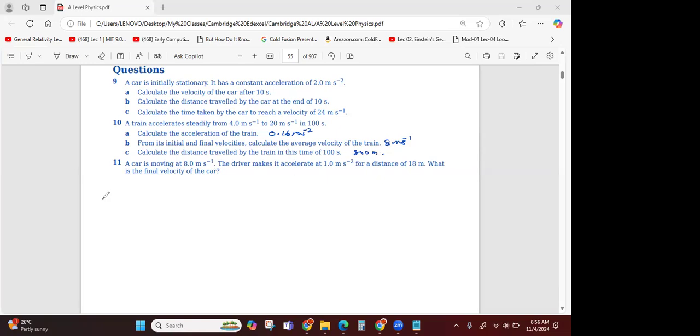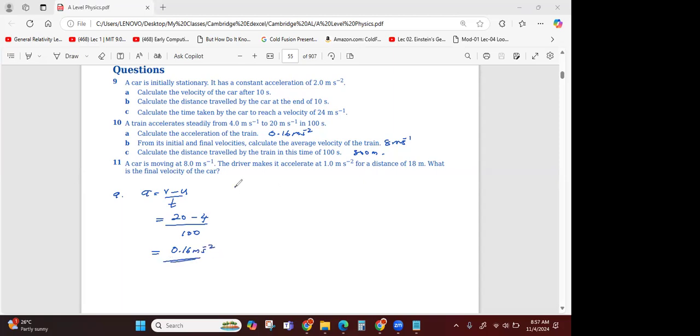Let's check. A train accelerates steadily from 4 meters per second to 20 meters per second in 100 seconds. Calculate the acceleration of the train. Acceleration is simple now. You can use v equals u plus at, or since we are finding the acceleration, you can straight away write v minus u divided by t. So a equals 20 minus 4 divided by 100. So 16 divided by 100 is 0.16 meters per second squared.